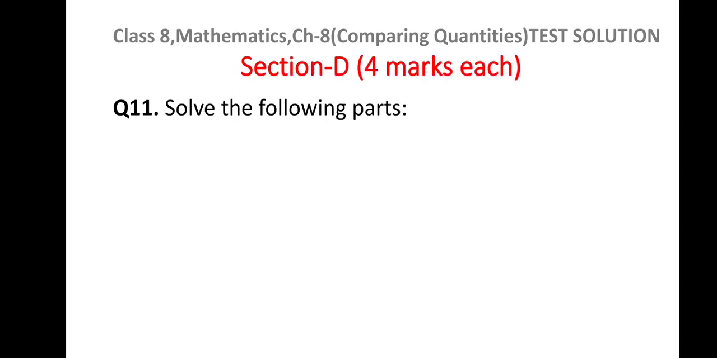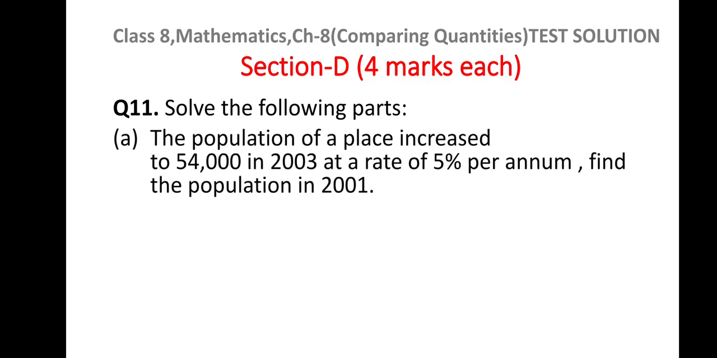Section D, 4 marks each. Question number 11, solve the following parts. Part A: the population of a place increased to 54,000 in 2003 at a rate of 5% per annum. Find the population in 2001. Dear children, in this question, we have been given the population of a place in 2003. It means V is known to us.